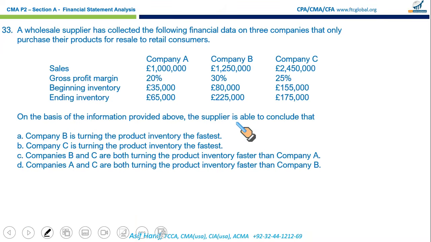Next, collected the following financial data on 3 companies that only purchase their products for sale to retail consumers. Company A to C, we have been given sales for each of the companies, gross profit, beginning inventories and ending inventories for each. What is needed? On the basis of information, the supplier is able to conclude what? Inventory turnover. Most likely it is all about inventory turnover.